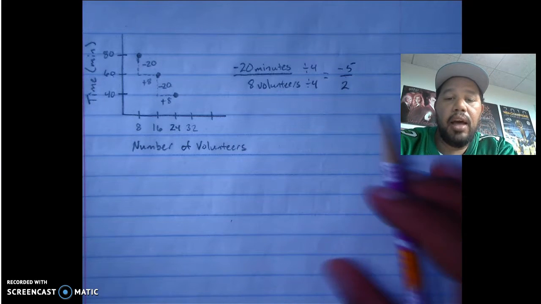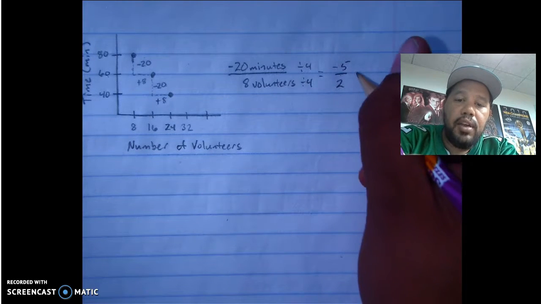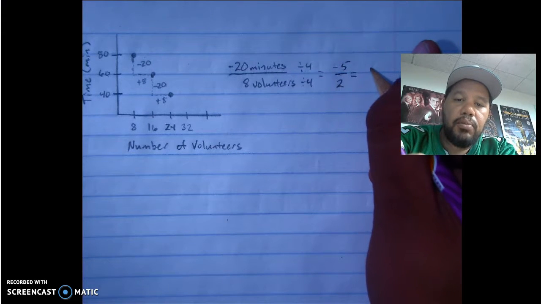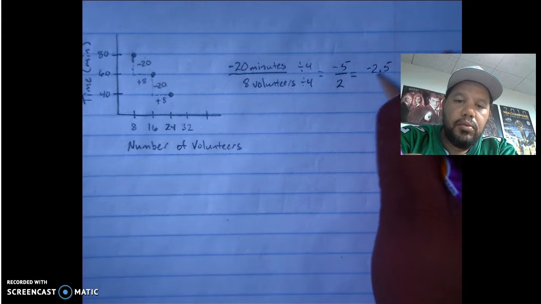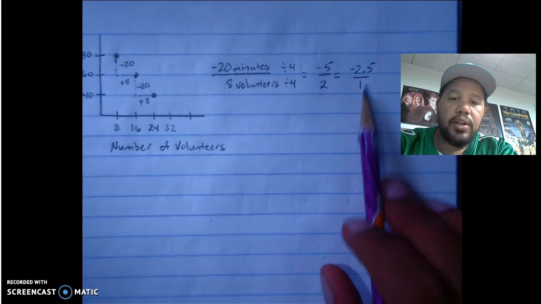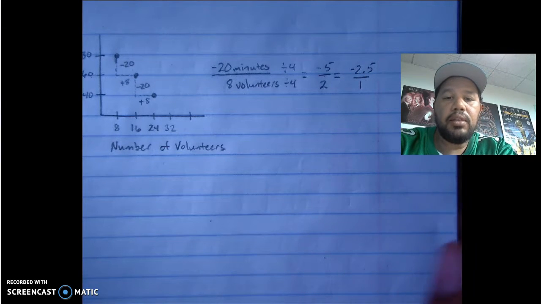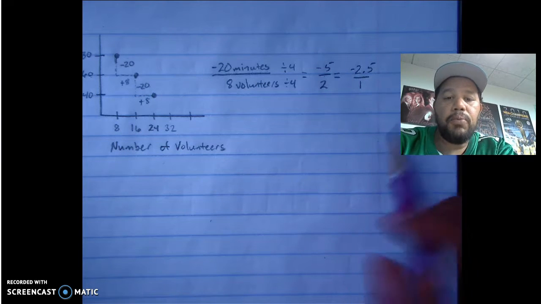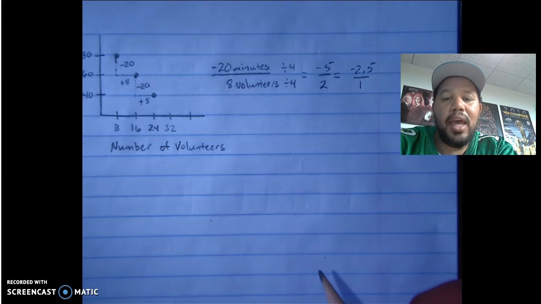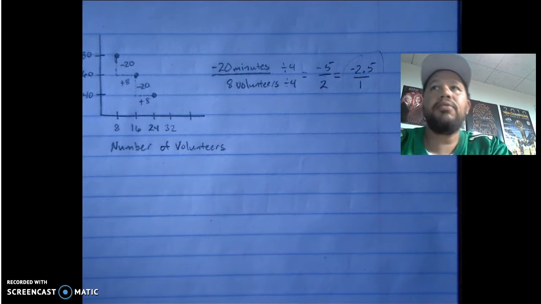And if we want to find out how much for 1 volunteer, we can divide the 2 into the 5. And we can say 2 goes into 5 2.5 times. So we can also say for every 1 volunteer, the time decreases 2.5 minutes. So any one of these ratios are equivalent. Depending on what question is asked will determine what kind of answer you want to give.